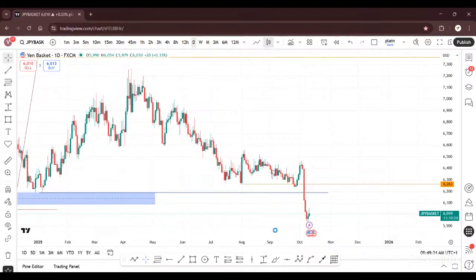So we want to see the yen basket keep selling all the way to the downside, and then we would ride it to that level. Now let's look at the lower time frame.